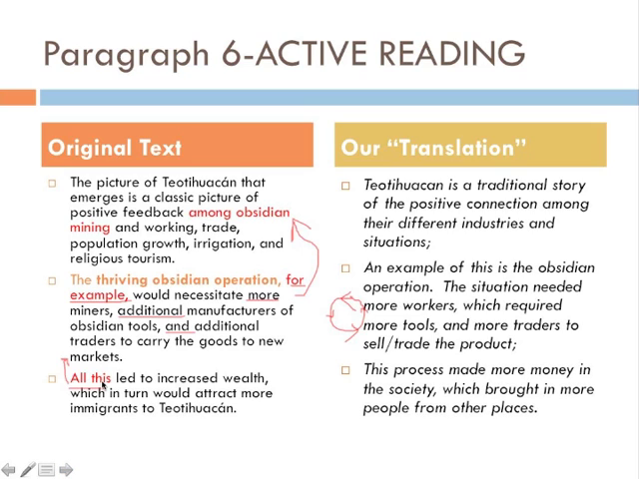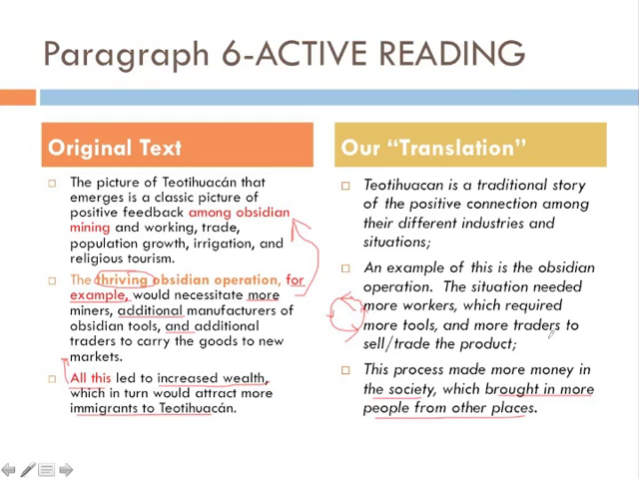And finally, when it says "all this," what is this referring to? Well, again, this is referring to that thriving obsidian operation. And again, the word "thriving" here means successful. So in this case, this successful process made more money. It said it led to increased wealth, and of course, in turn, attracted more immigrants to the area, which we could say it brought more people from other places.